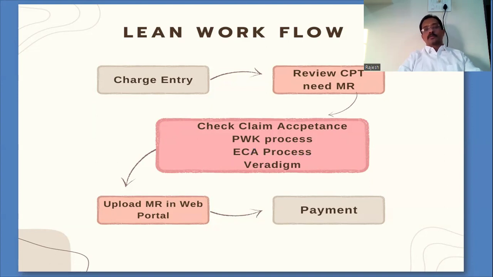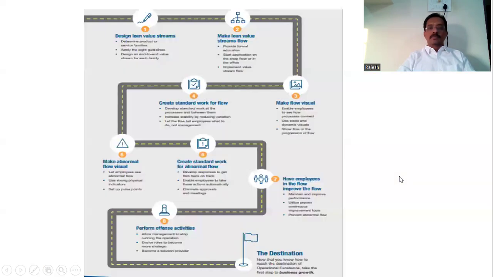Paradigm is a new portal that came from PayerPath, where they send the medical record directly to the payers. Once the claim is accepted, you can upload your medical record into the web portal. If your claim does not have ECA or Paradigm, you can go on and upload your medical record, and then you can expect the payment. This is what we are trying to do in the lien workflow. You need not wait till the denial of the claim. You can start fixing this before the denial starts.